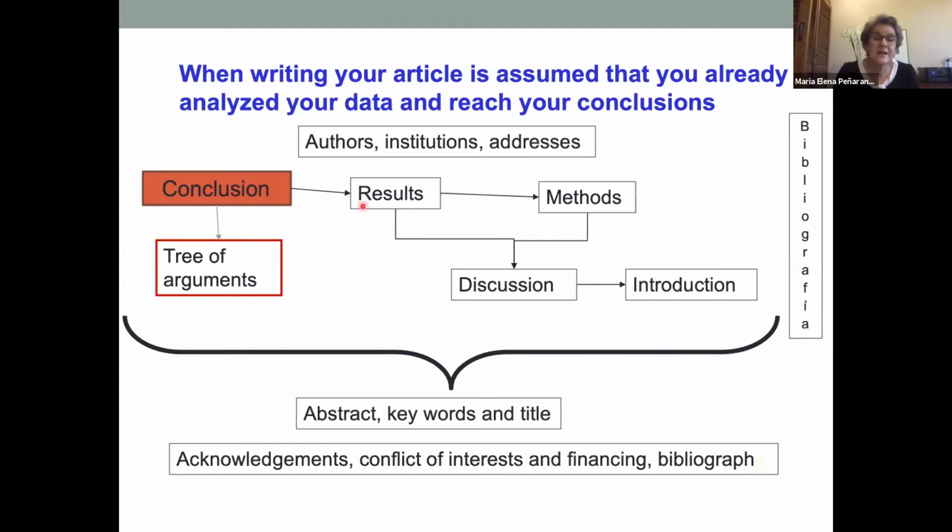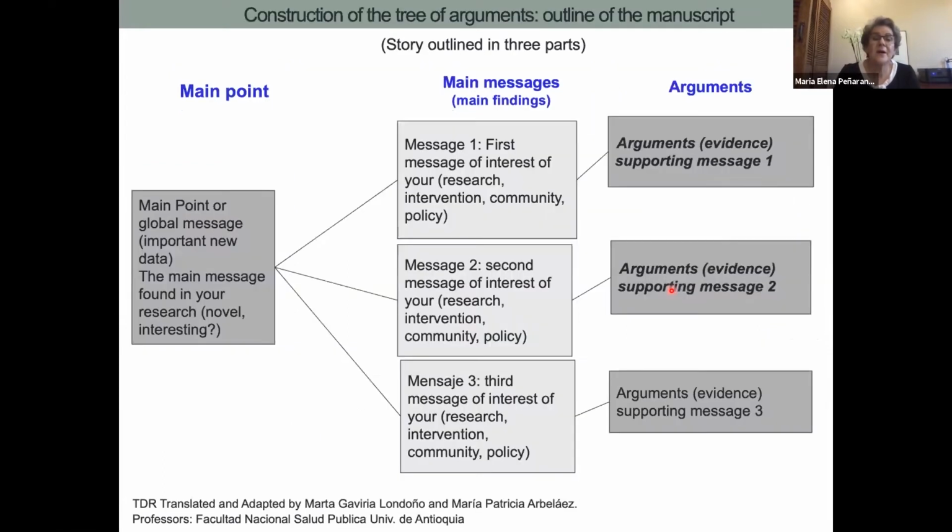But since we're analyzing our conclusions and our results, we're going to have clearly what we're going to discuss after the results, and even more clearly the introduction that goes hand in hand with the discussion. So we're going to do this exercise, and we start with the main point or global message, the important new data that you found.